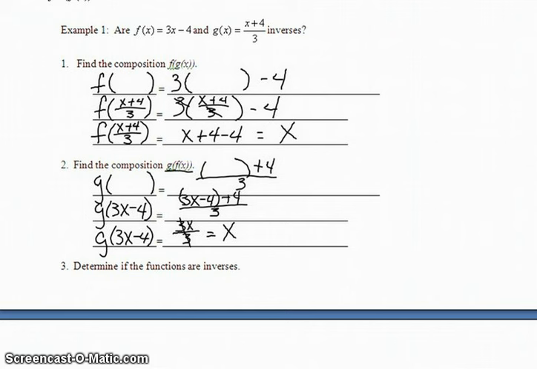So using my rule, if and only if the composition working both ways results in x, are these functions inverses? Absolutely. When we did the composition each way, the results were an x. Why don't you try example 2 on your own and see if they are inverses? Start the video up when you're ready to check your answer.